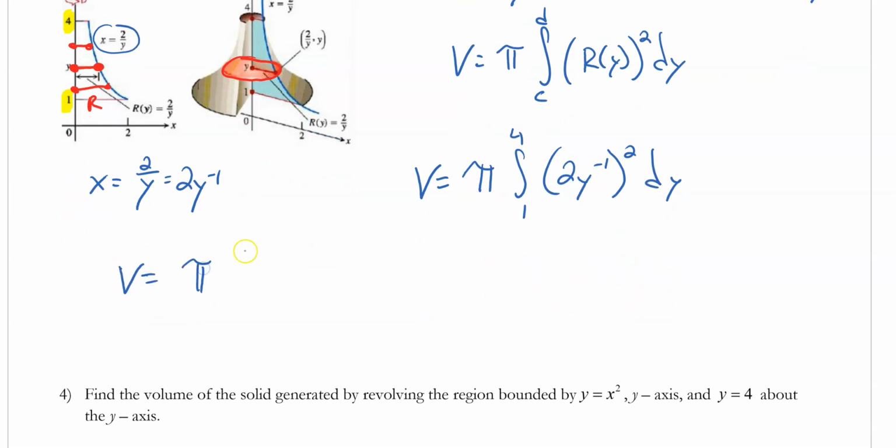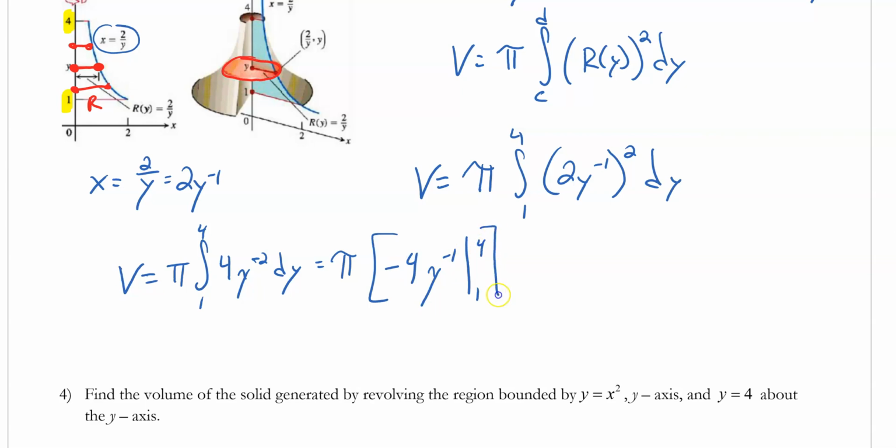So we're going to have pi, my antiderivative is going to be, actually, you know what, I should go ahead and simplify my integral first a little bit to help you out. So this is 4y to the -2. Remember, power to a power, you multiply. So now my antiderivative, I'm going to have a pi out front. We're going to add 1 to the exponent. So it's y to the -1, multiplied by the reciprocal. So I get -4 from 1 to 4.